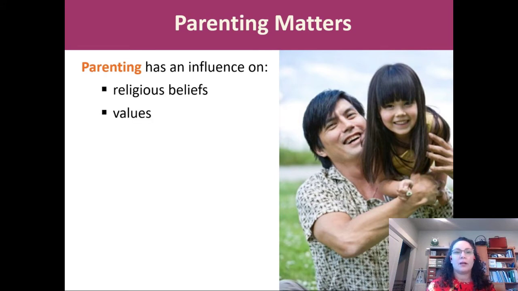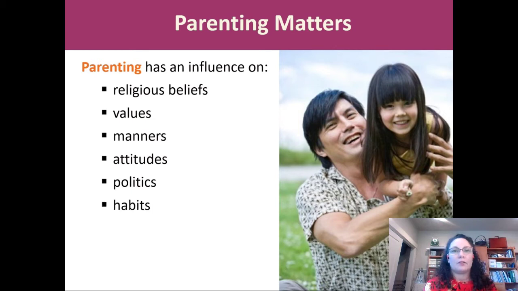What research has shown is that parenting has big influences on a lot of really nuanced aspects of our behavior and our attitudes and our personalities, right? Very strong influences on religious beliefs, our general value system, our manners, the attitudes that we hold about things, our political orientation, different kinds of habits that we engage in. These things oftentimes can be traced back to our family of origin in the form of parenting, the things our parents have emphasized for us.